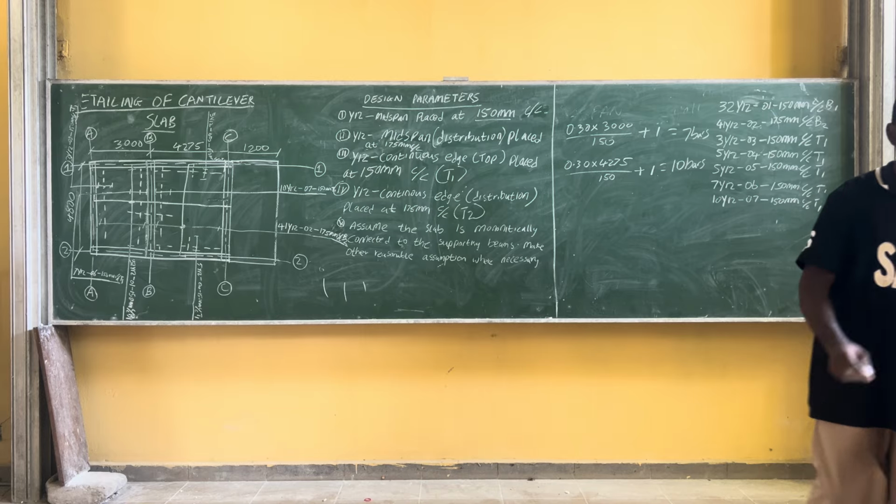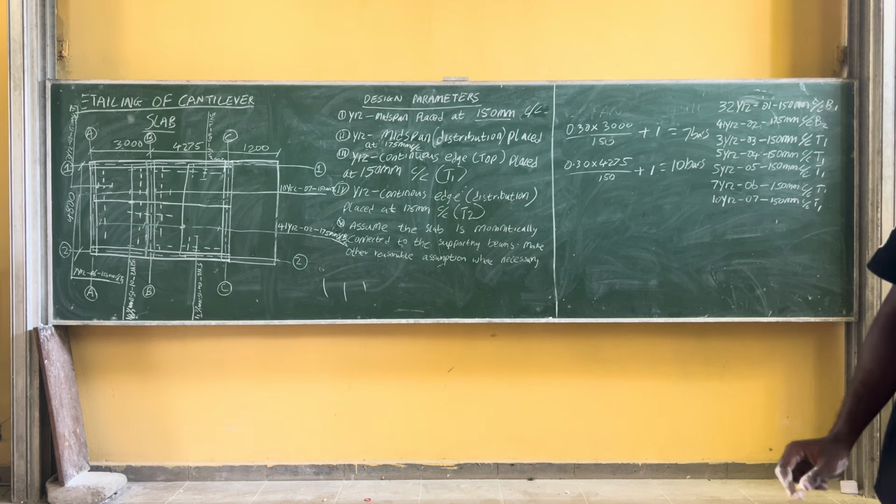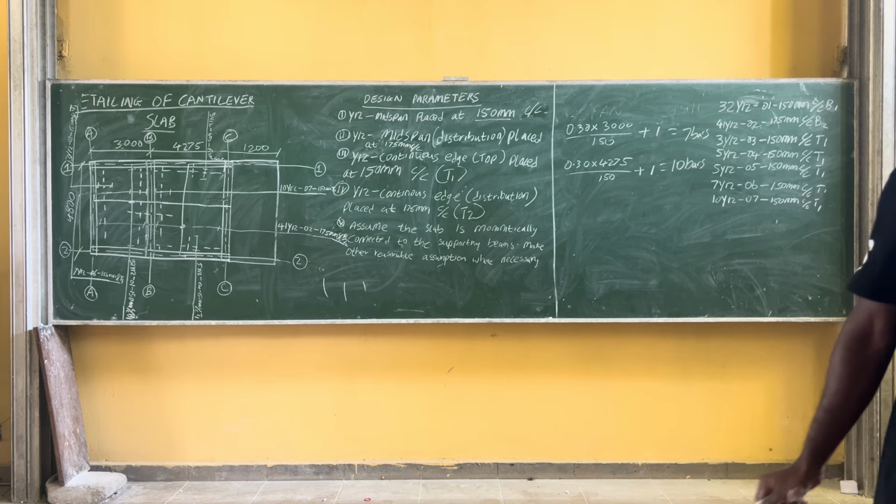What support? Okay, this is the first support. One, two, three, four. It will be like this. This will be a hook here. The hook will be placed at the end because 0.15, then 0.3, 0.3. Starting from here.